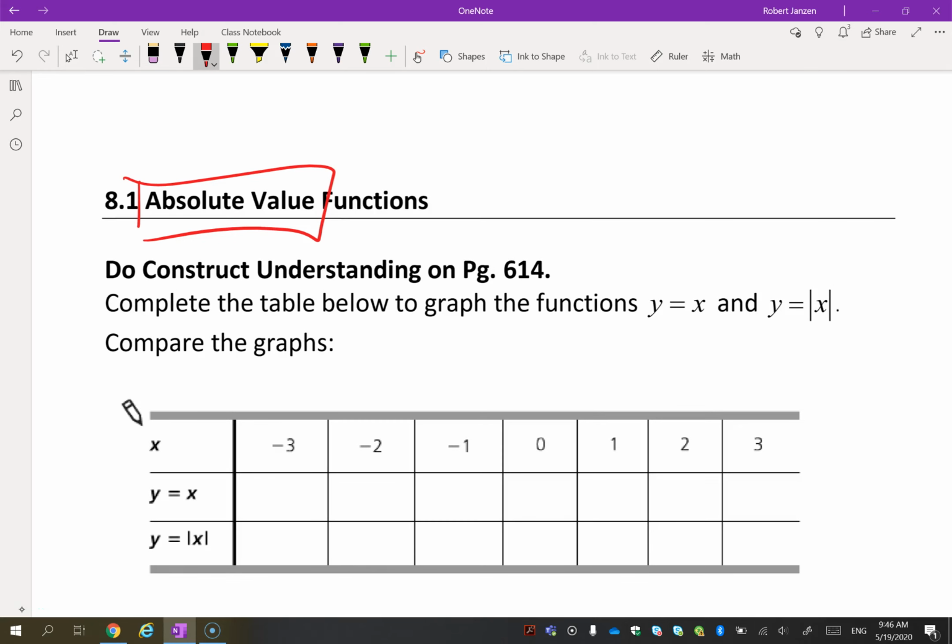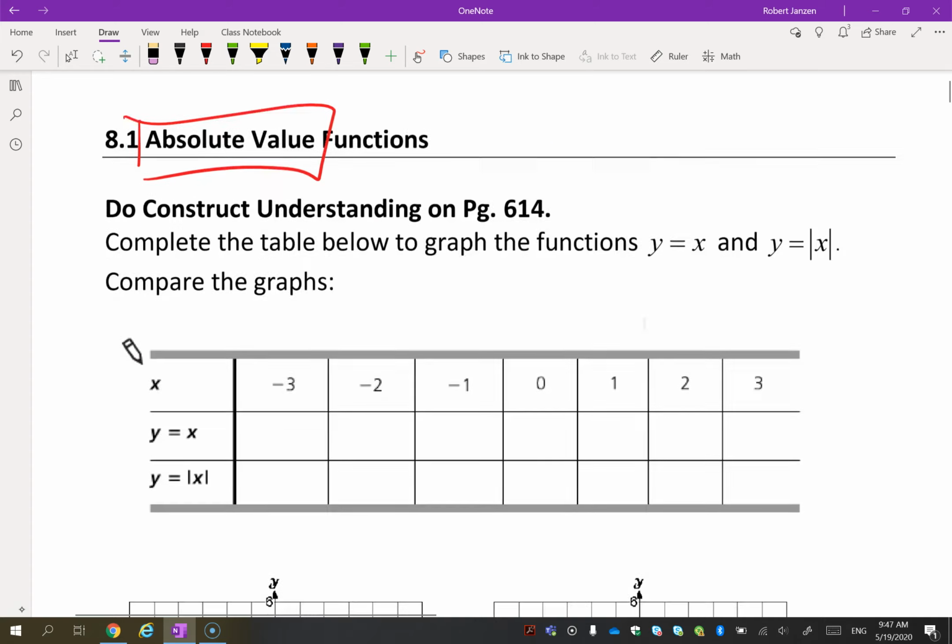Now if you remember earlier in the year we said the absolute value of negative 2 is 2, and the absolute value of positive 2 is also 2. Basically what the absolute value does is it takes a number and makes it positive. We use the definition: how far is this number from 0? Well, it's 2 units. How far is this number from 0? It's 2 units.